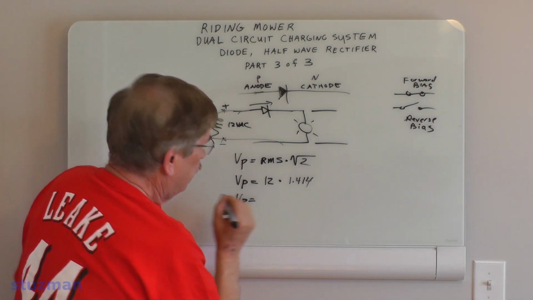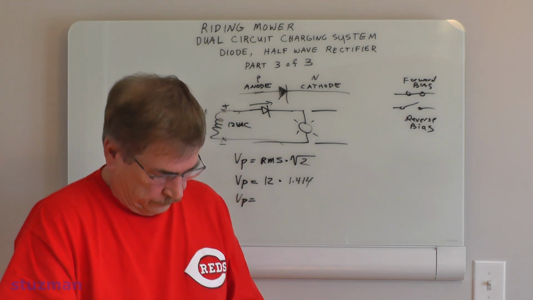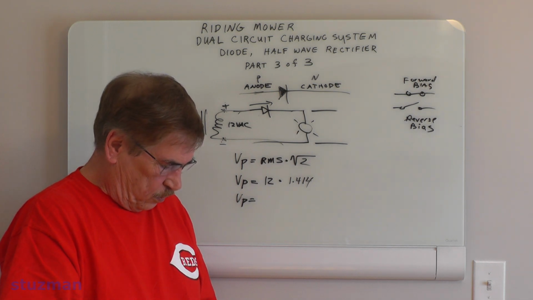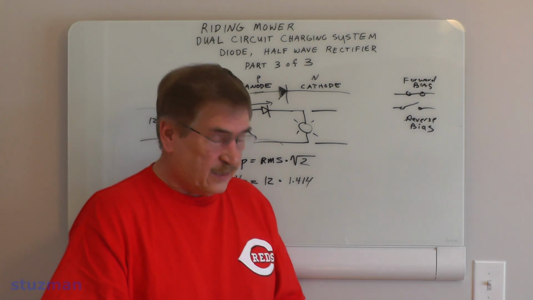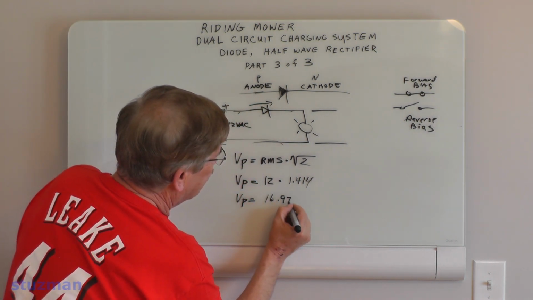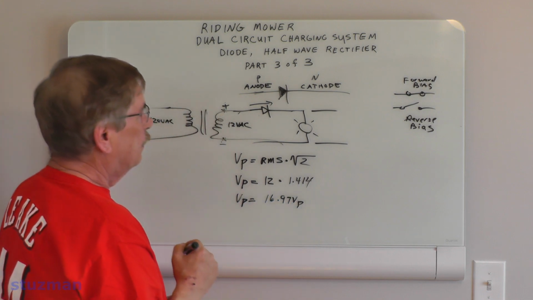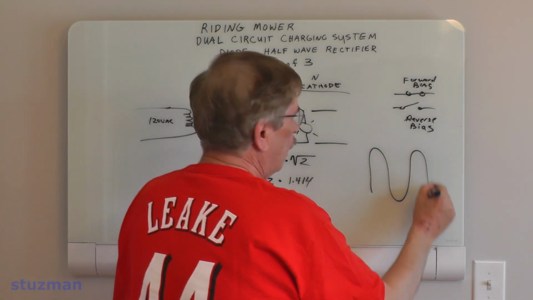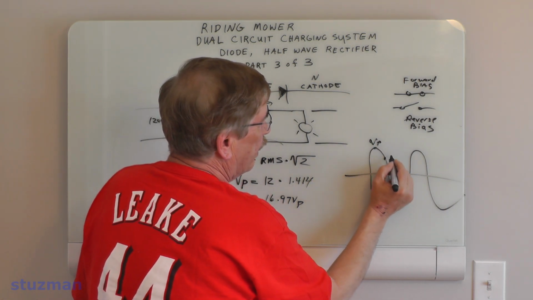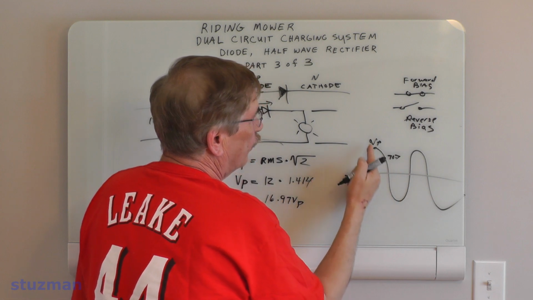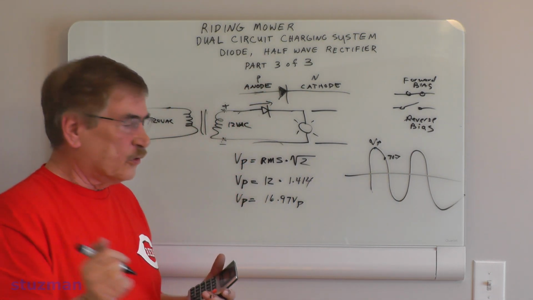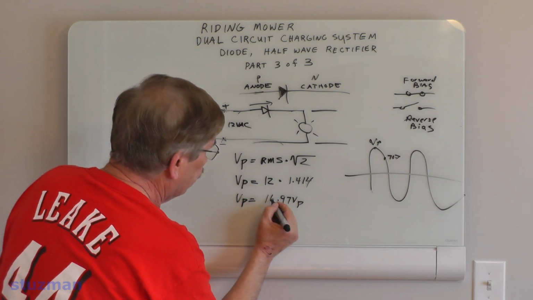And what is that going to give us? That will give us 12 times 1.414, and I got 16.97. 16.97 volts peak. Remember, that's our voltage peak. RMS is about 70.7% of peak. We still haven't gotten to our DC volts yet, but we have to figure out the peak voltage first.